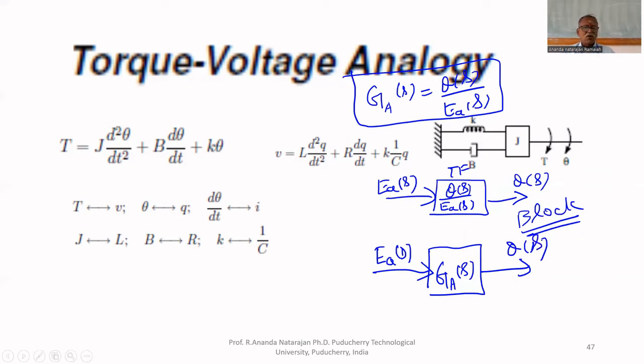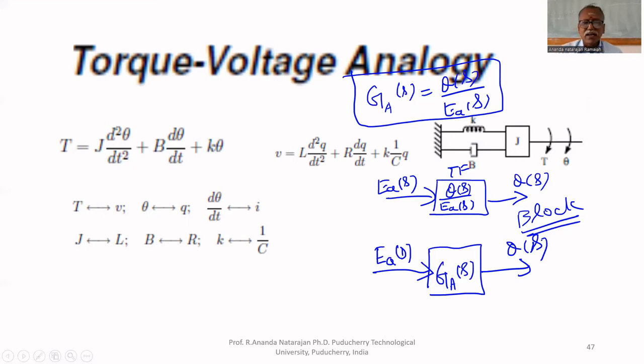This representation is called block diagram representation, but there are no inner details. The final transfer function is represented like this. But we can find the block diagram for each and every equation. Every equation has input and output. For every equation, we can find one block.